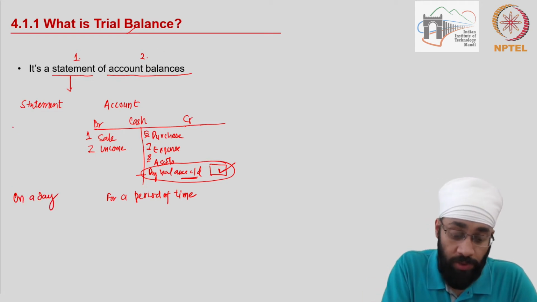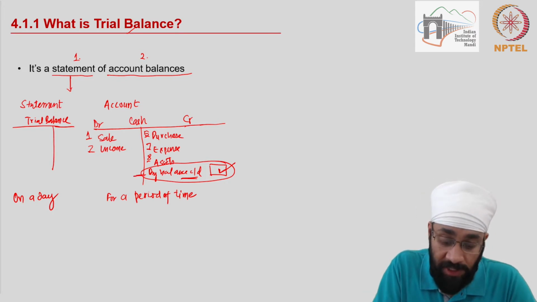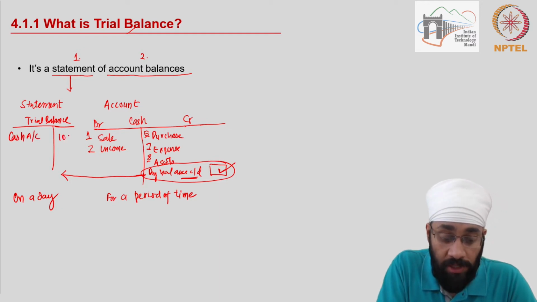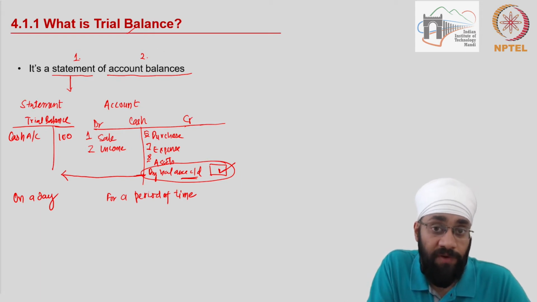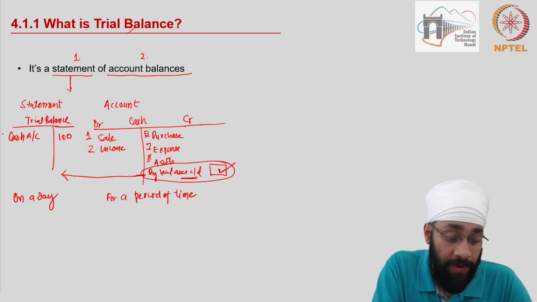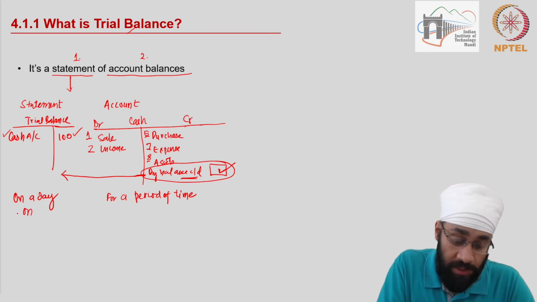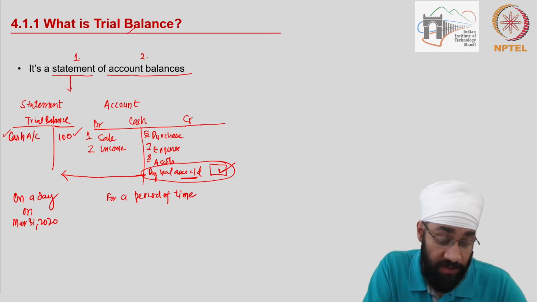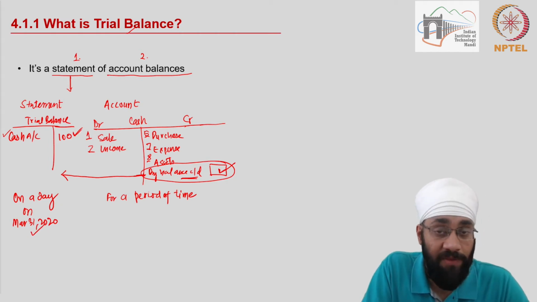So in a statement which we are now going to prepare, the trial balance, which is a statement, it is going to show us account balances. So these balances, let's say cash balance. What is the balance in the cash account? It is 100. So the trial balance is telling you that at the end of the financial year, at the end of the accounting period, the balance left in the account is 100. What is the end of the accounting period? Well, this is as on March 31st, 2020, the last day of the financial year. So this 100, this data is accurate as on this date. On 1st April, the data could change.